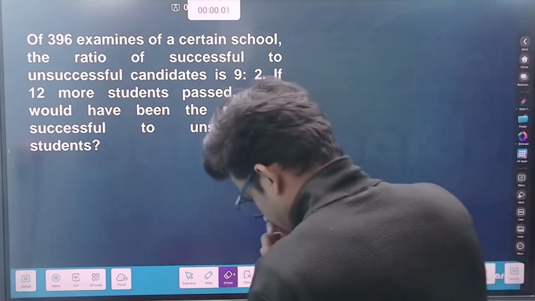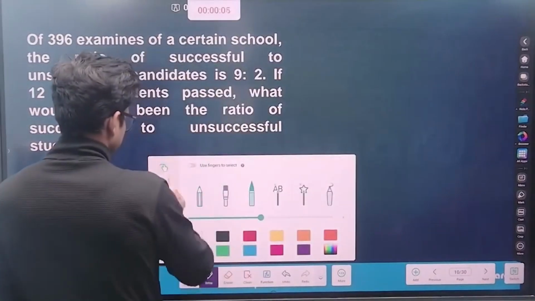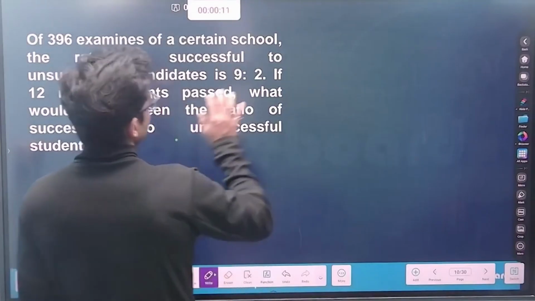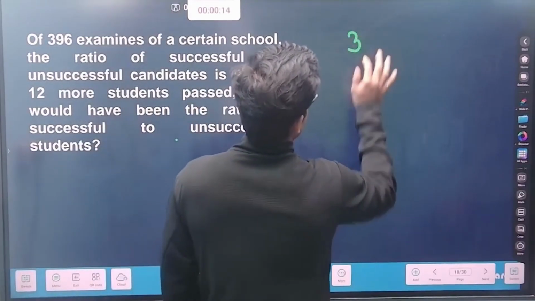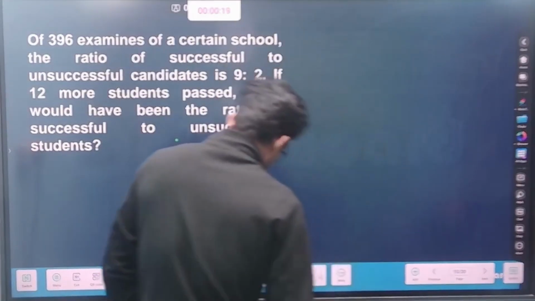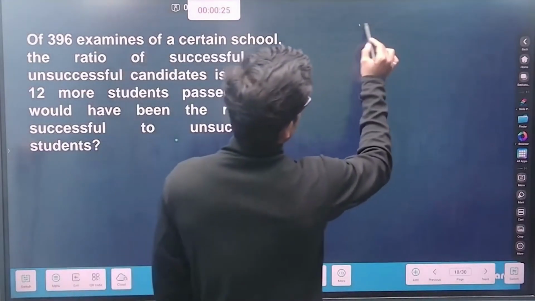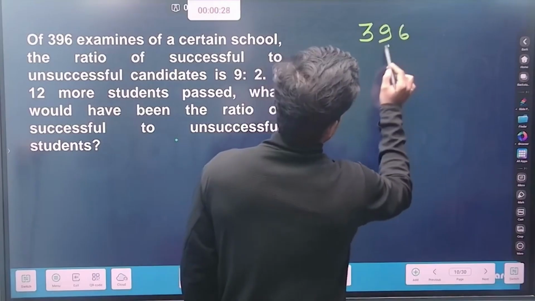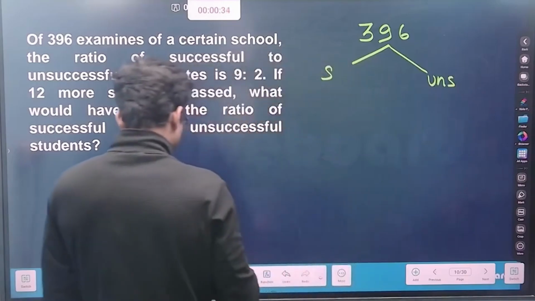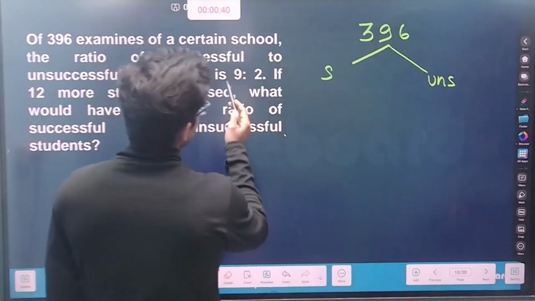Okay. So let's see. See guys, basically there are 396 aspirants, okay? Out of which some are successful, out of which some are unsuccessful, correct? Now I hope you are seeing this. Now see, can I also say the ratio of the candidates is 9:2.